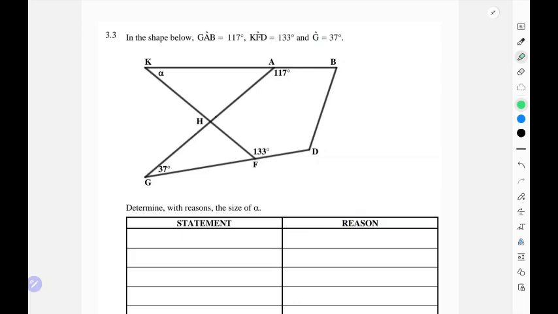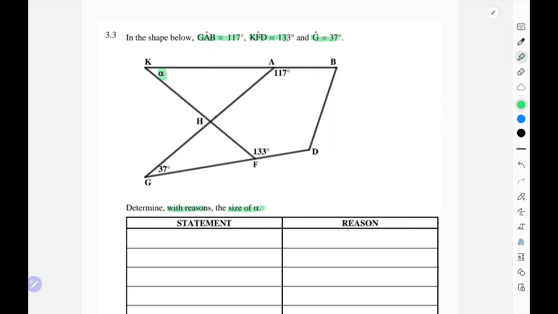So I want us to consider this problem. It says in the shape below, angle GAP is 117 degrees, KFG is 133 degrees, and angle G is 37 degrees. Then they say determine with reasons the size of alpha. So when paying attention to the schematic, we can see this here is alpha.